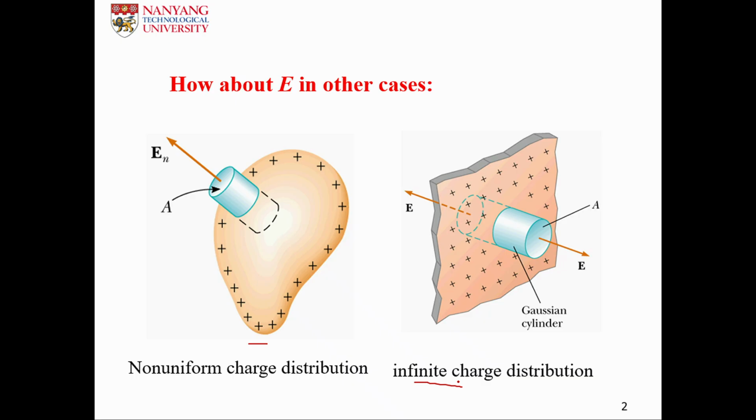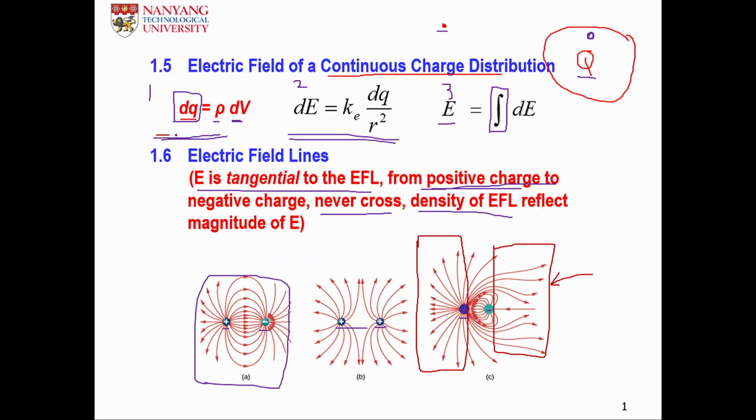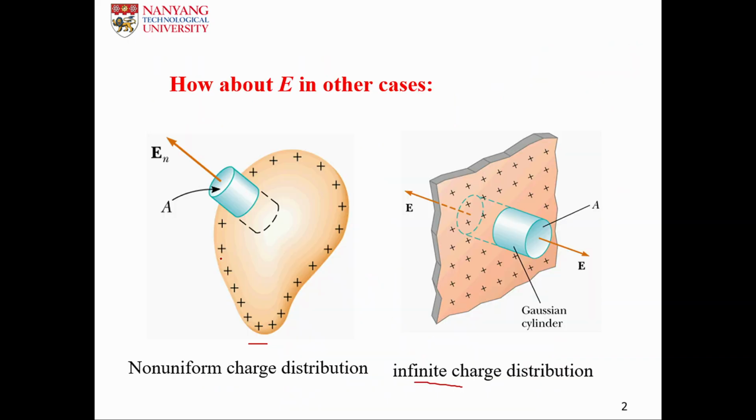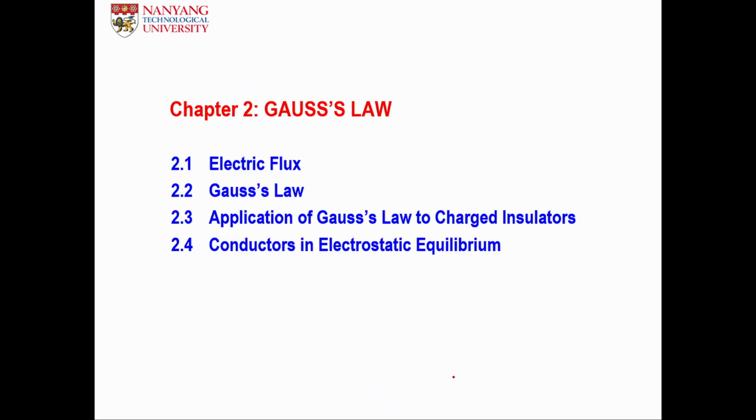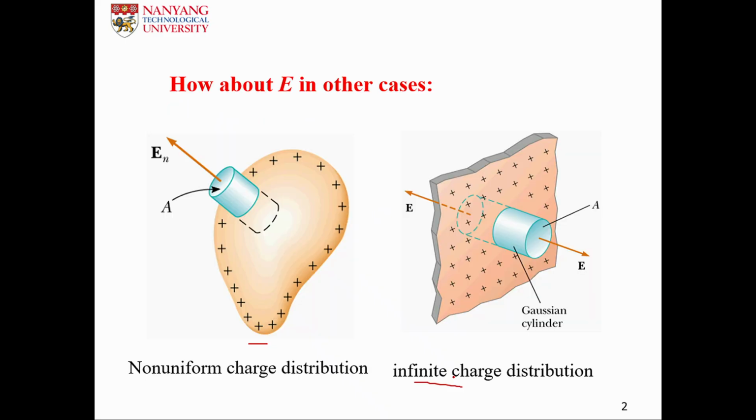Of course, in principle, these steps 1, 2, 3 are still valid. Physically, they are still valid. It's just that eventually this integration, you cannot solve it, either because it's non-uniform or because it's infinitely large. So you cannot do this integration directly. That is why we need to come to Gauss's law, the key part of today's lecture, how we can use Gauss's law to determine the electrical field E for this kind of scenario.